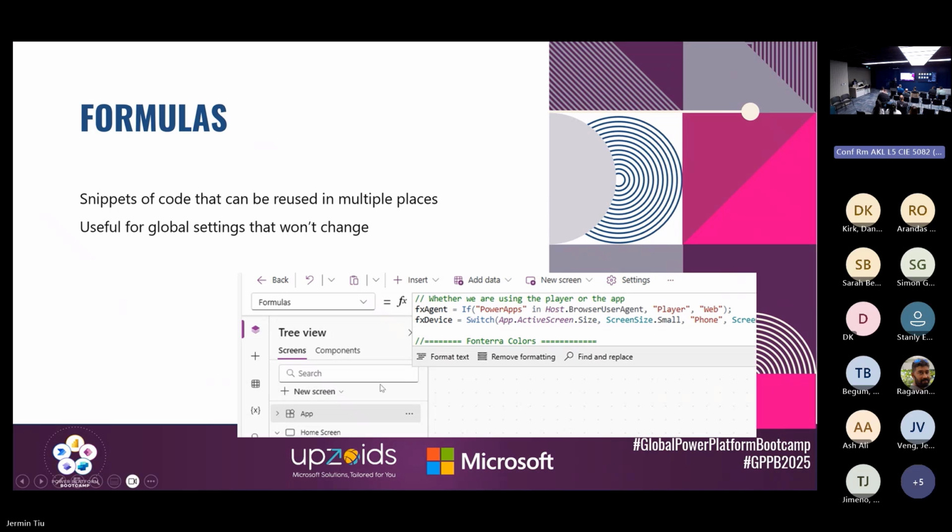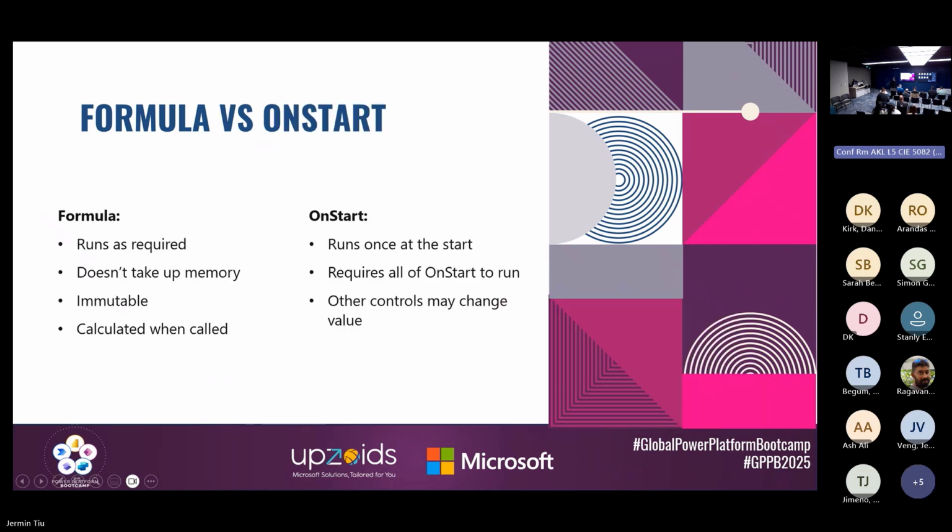The last topic I want to cover is formulas. This is not a widely used feature in Canvas apps, but I think it's very, very useful. Formulas are snippets of code that can be reused in multiple places. Think of it as components, but for actual code itself. It's very useful for global things that won't change. Formulas are immutable, which means you can't change the formula once you've typed it in.